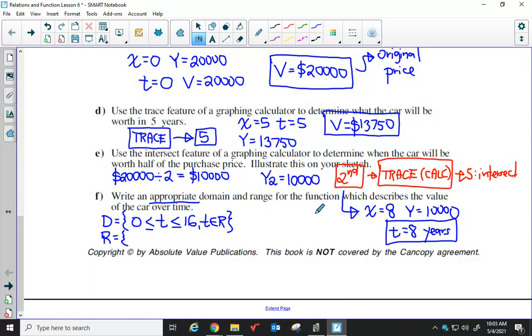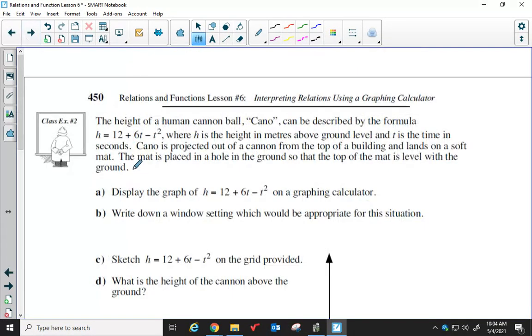Therefore, when I'm writing down the range, I would say the value of the car must be greater than or equal to 0, but it must be less than or equal to what its original price was, the price when you started things off. So that's 20,000. And then the value can be any real number as long as you're in that range. Okay, let's go to the next example. There's only 2 of these to go through.